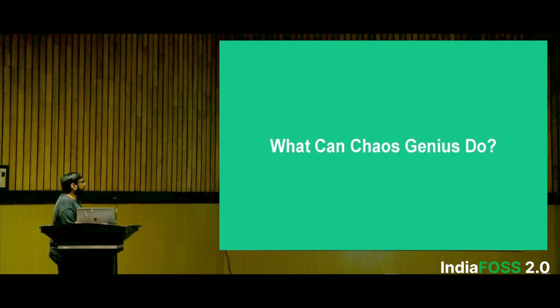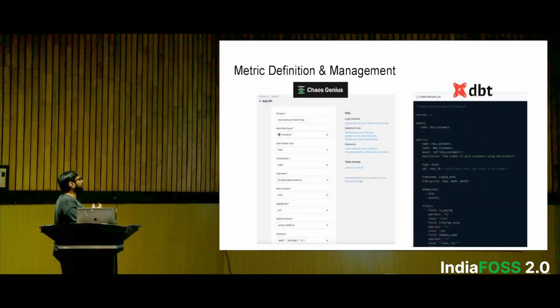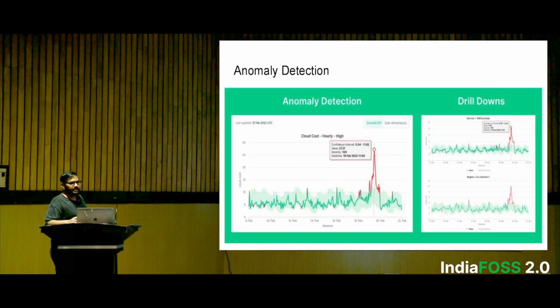So I'll very quickly jump into what Chaos Genius can do. First is you can connect to a wide range of data sources, starting with data warehouses like Redshift, Snowflake, and BigQuery, and your columnar OLAP databases like Druid and Pinot, Databricks, and we also have an option to connect with third-party data sources like Shopify, Facebook, Google Ads, and Amazon, and so on. Now, once you connect your data sources, we support metric definition, so you can either define your metrics in our own in-house metric definition and management system, or you can also use dbt or another metrics layer to define these metrics.